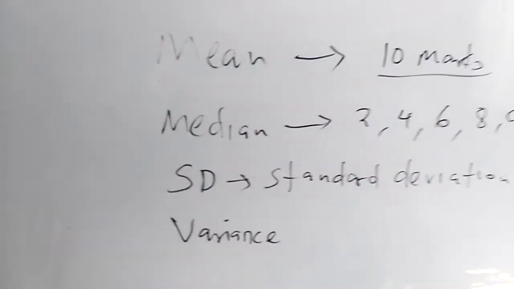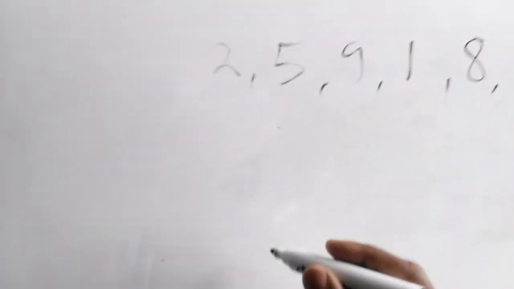Suppose in an exam, the following marks were obtained. In an exam, out of 10, the pupils scored 2, others scored 5, 9, 1, the other one scored 8. These are the marks. And so, for the mean, we have no issues.